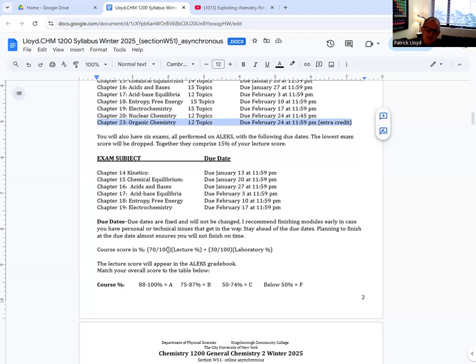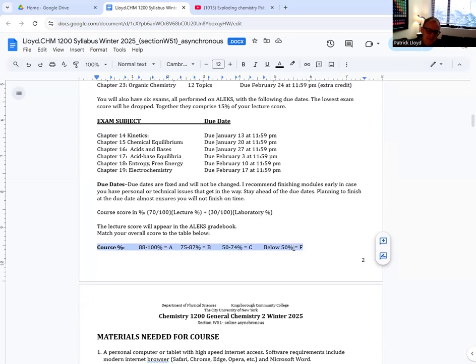Multiply that by 70 over 100. Do the same thing. Get your laboratory score as a percentage, multiply that by 30 over 100, add those two together. That will give you your overall score. And then you can just use this grading, this little set of numbers here to decide what grade you have at any point during the course once you start turning things in. Okay.